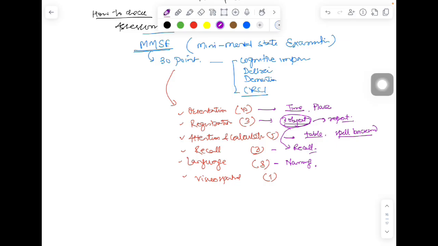Then language is naming the object, like pen, watch. You must know the common name of the object. Repetition: without, if, but, how confident is the repetition. Then command, in 3 steps: take the paper, fold it, put it in the pocket. If he is following that, then he is following the command. Then reading and writing. So language has naming, repetition, command, reading, writing. And visuospatial is obviously copy a cube. You make a 3D cube, or a hexagon, and ask them to copy it. So this is the Mini Mental State Examination, a bedside procedure to know about cognitive function.